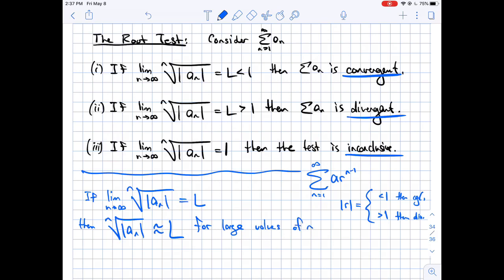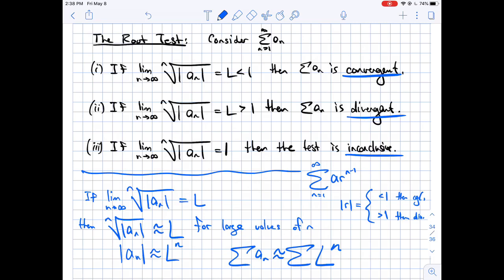In that way, the absolute value of a_n is going to behave in a similar way to L to the power of n. For large values of n, our terms, the absolute value of a_n, are going to behave like L to the n. That means the terms that we're adding up, remember that our series was the sum of a_n, behave like L to the power of n. So our series, the sum of a_n, is going to behave in the same way as something like L to the power of n.